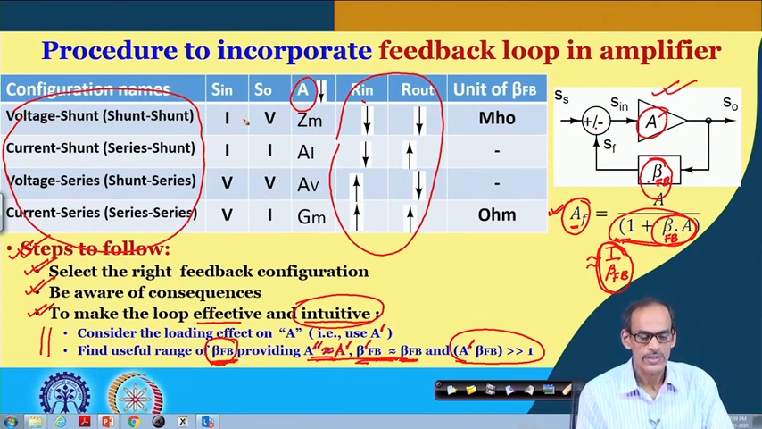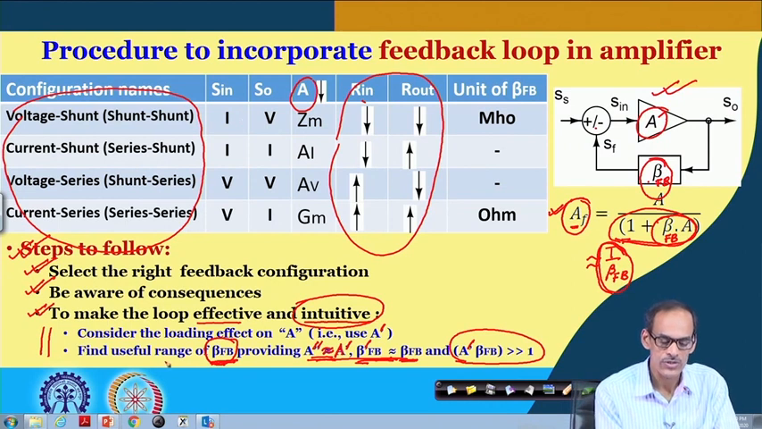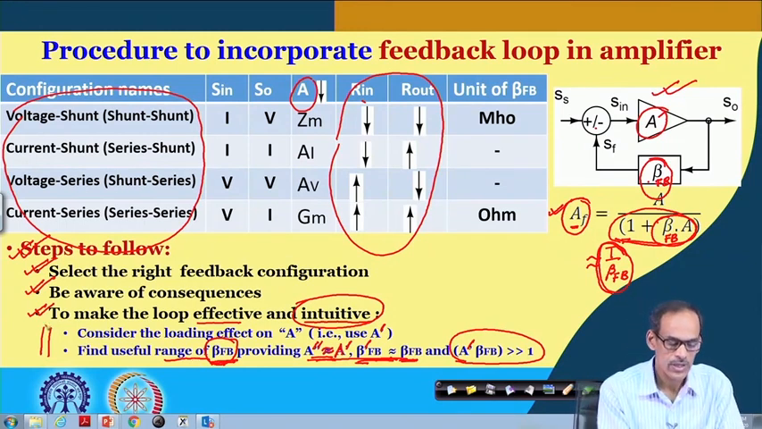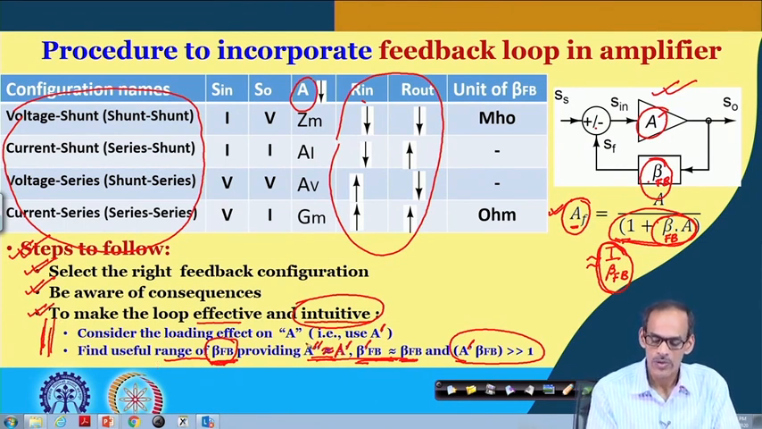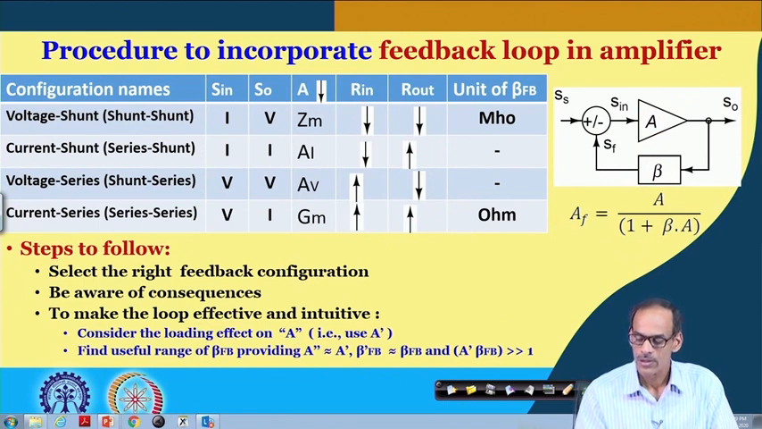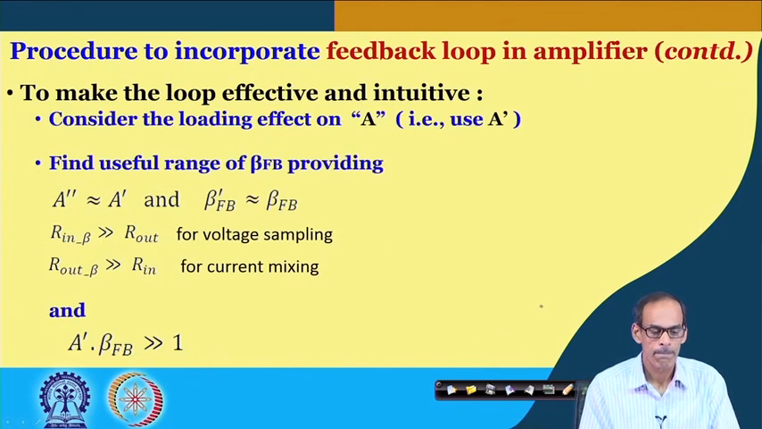So, for a practical circuit, as I said, it is better to have a meaningful range of beta f b. So, in the next slide, let me discuss the guidelines to really get a range of beta f b, rather than going into little detail of whatever guidelines we are discussing now.